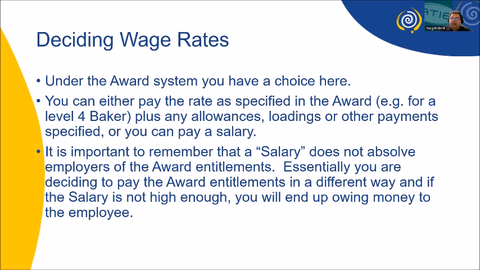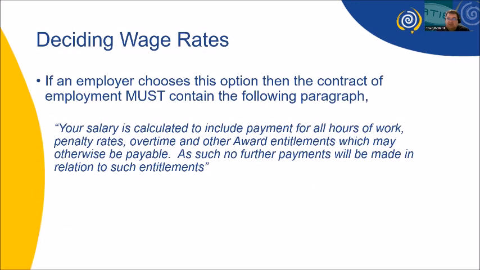So instead of paying a fluctuating wage depending on the roster that you've got them working from week to week, we'll pay you a flat rate per week, and there's swings and roundabouts. This week you'll get paid much more than the award. This week you'll be paid about what the award would have entitled you to, or whatever the case may be. But if you choose this option, then you have to include a paragraph like this in your contract. So your salary is calculated to include payment of all hours of work, penalty rates, overtime, and other award entitlements which may otherwise be payable. As such, no further payments will be made in relation to such entitlements.